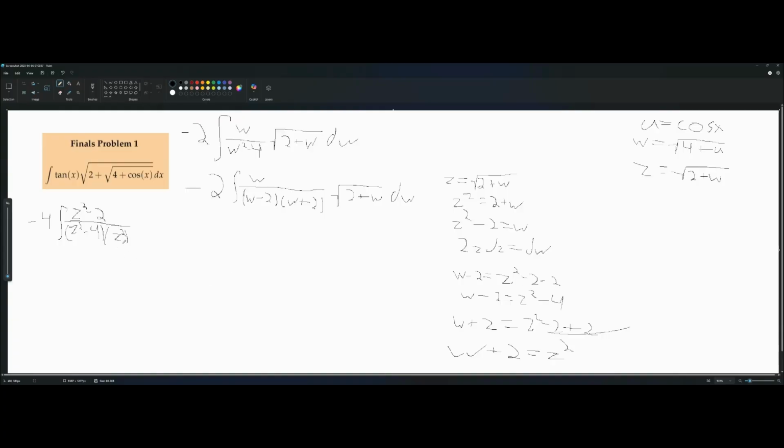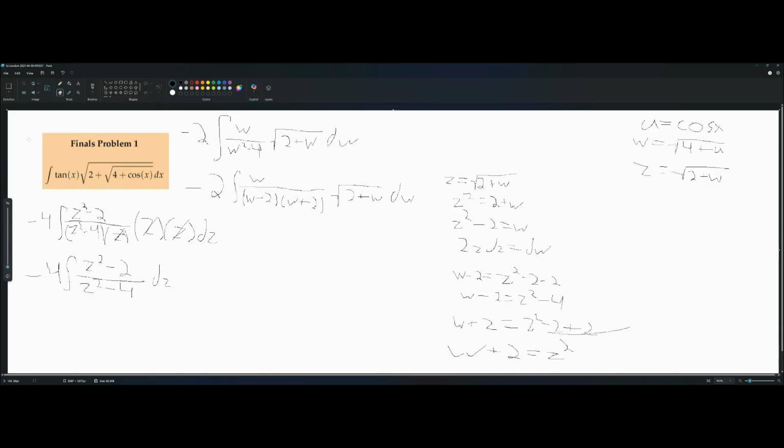And we are going to multiply in our numerator. This is now z, so this is just going to be multiplied by z. And then we're going to multiply the z that we got from this right here. So multiplied by another z, dz. And we should recognize that dz should cancel out with that. And that should give us negative 4 times the integral of z squared minus 2 over z squared minus 4 dz.